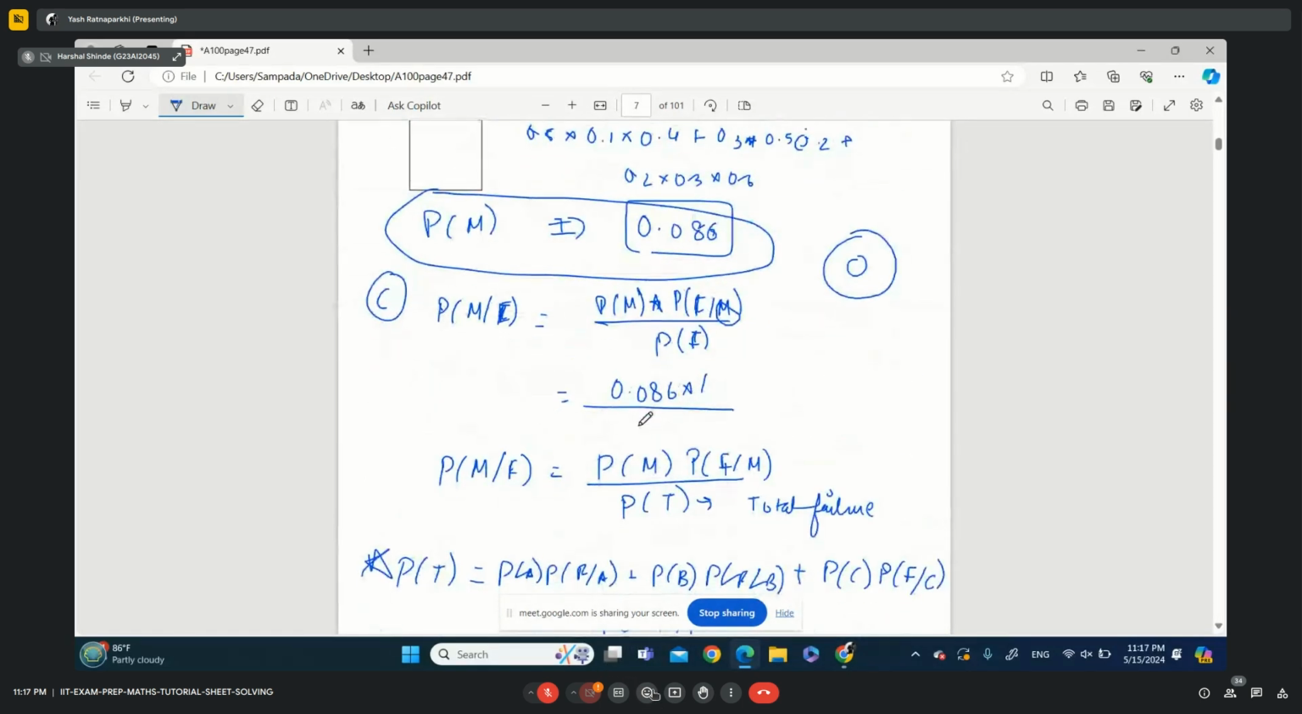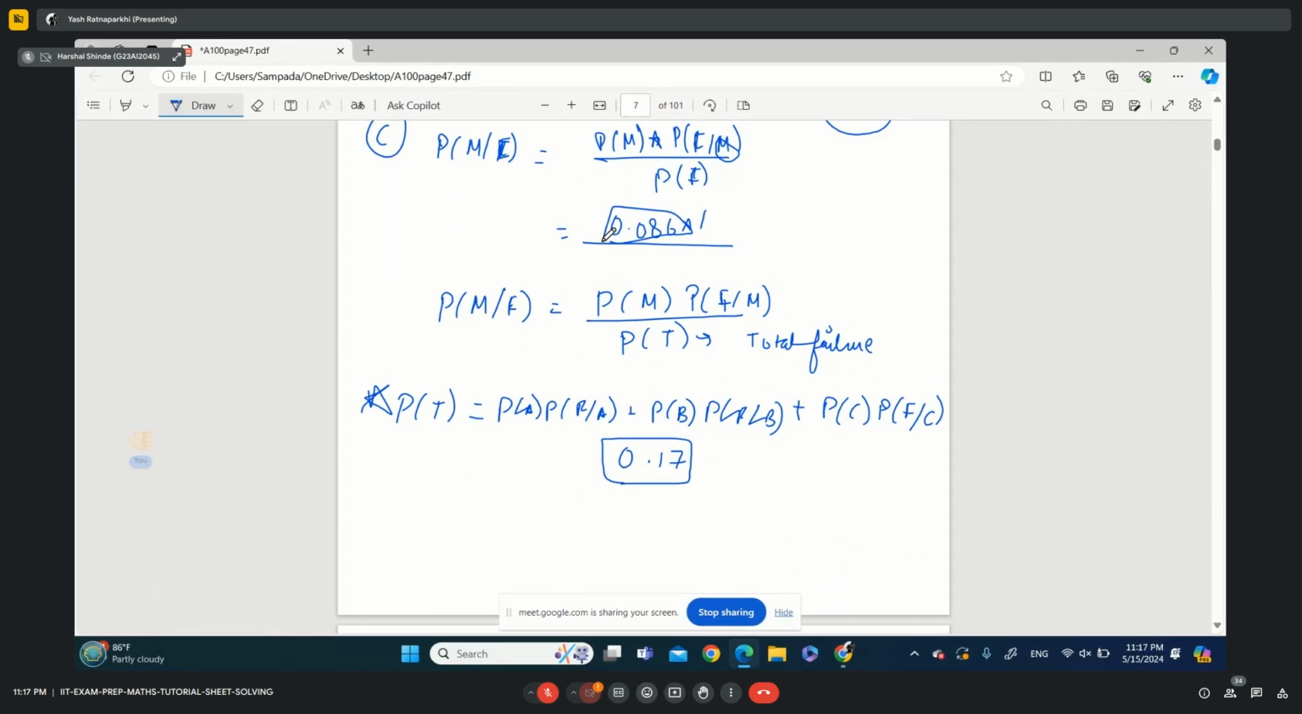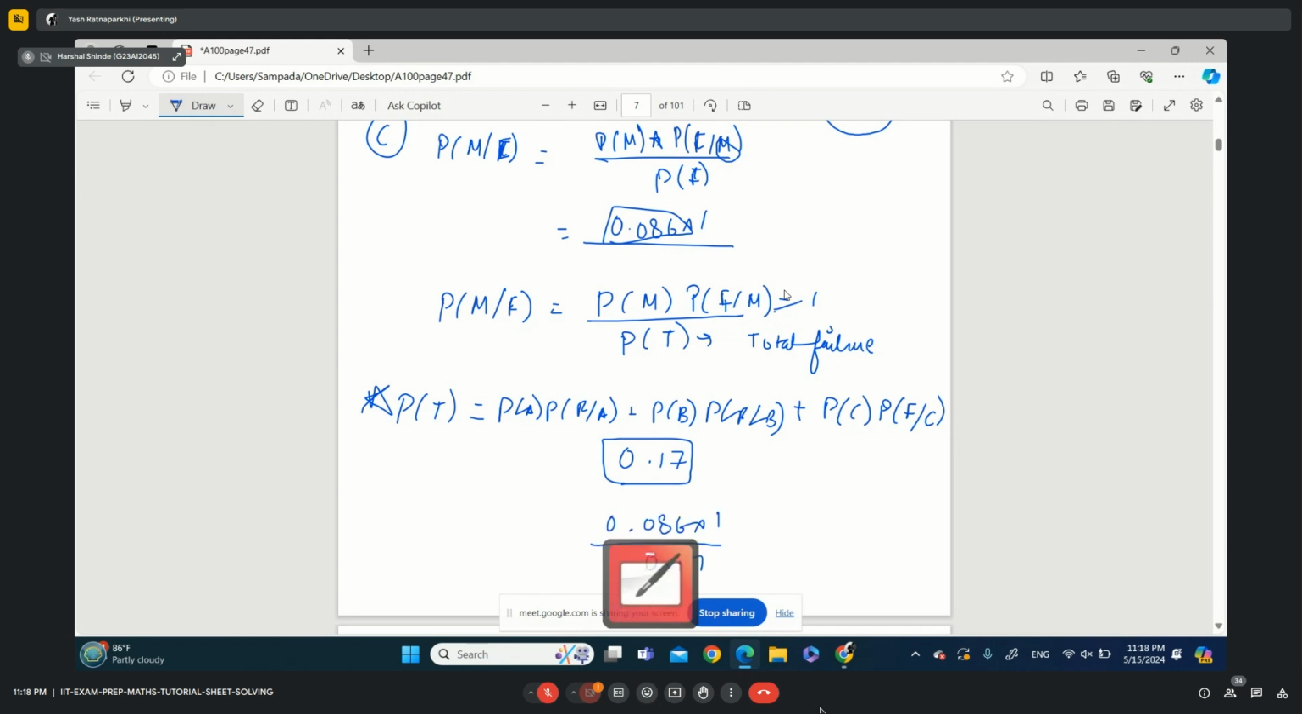So ये हमारा निकल चुका है. Now we just want to find what this marginal P is. So marginal P we got as 0.08 and we got this as 1, right? Why we got it 1, वापस बताता हूँ. It is asked that probability of failure given it is marginal, right? So ये basically marginal होगा, इसका मतलब ही है ना कि ये failure है. That's why the probability is 1. So when I substitute the values, it is 0.086 into 1 upon 0.17. So ये हो जाएगा हमारा 0.505.